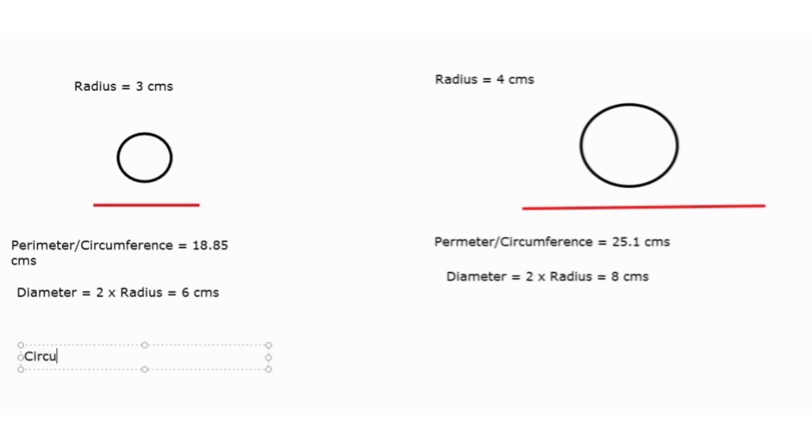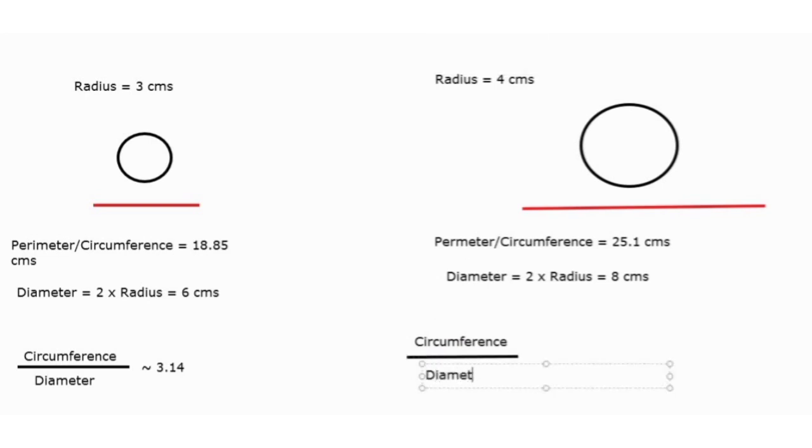So the ratio of circumference to the diameter will be equal to 18.85 divided by 6, which will be approximately 3.14. So now we will calculate the ratio of circumference to diameter for the second circle. So the ratio will be 25.1 divided by 8, which we will get as approximately 3.14.